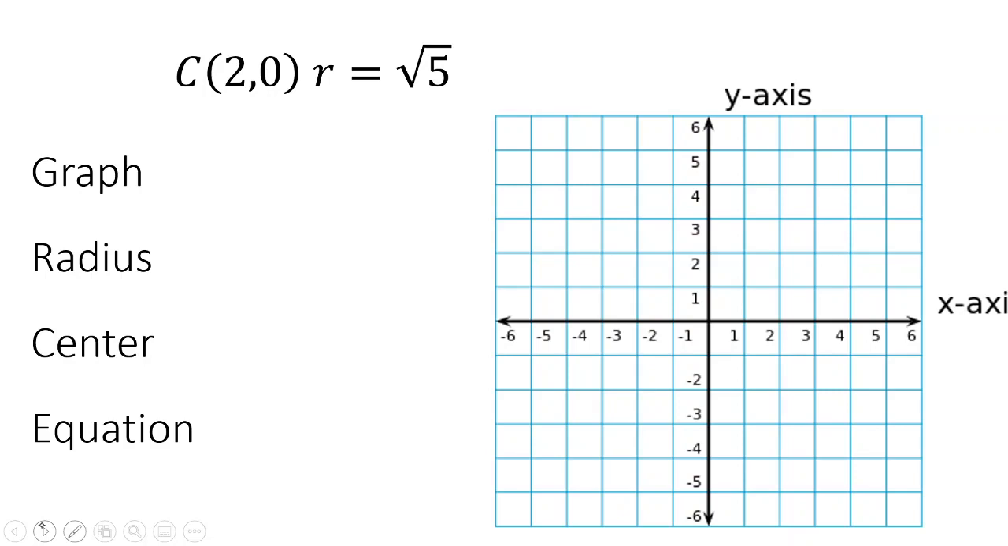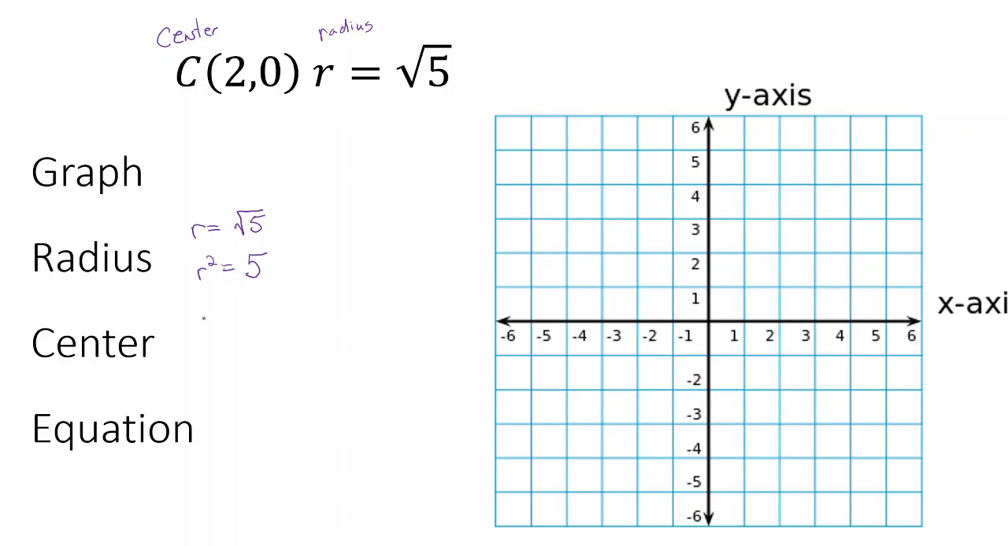My next problem. This particular problem, I am not necessarily given the equation, but I'm given some pieces of the equation. C is going to stand for the center, and R is going to stand for the radius. So we're going to kind of work backwards in this particular problem. If R equals the square root of 5, what does R squared equal? Well, we square that value, and we're going to get 5 for R squared.